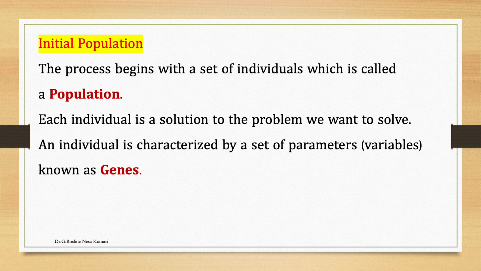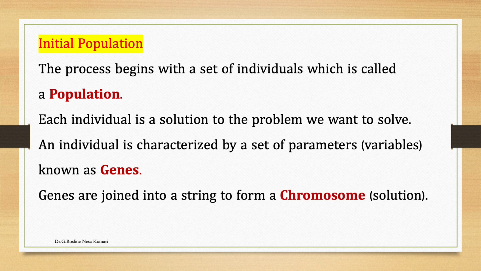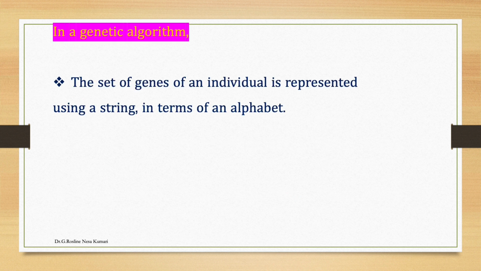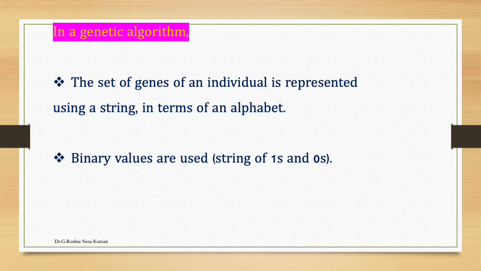An individual is characterized by a set of parameters, that means variables, known as genes. Genes are joined into a string to form a chromosome, that is the solution. A chromosome is one such solution to the given problem. In a genetic algorithm, the set of genes of an individual is represented using a string in terms of an alphabet. Binary values, strings of ones and zeros, are used to encode the genes in a chromosome.